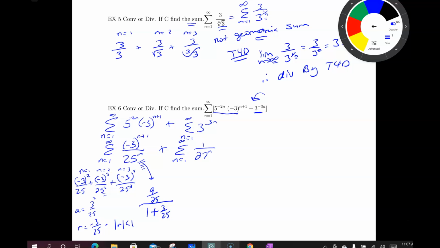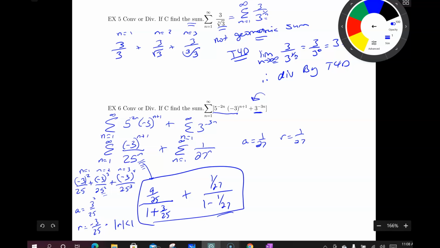And then from here, I can see that my a is going to be 1 over 27, and my r is going to be 1 over 27. That's a pretty easy one to see, yes? So my a over 1 minus r. So this is the sum of these two separate sums.